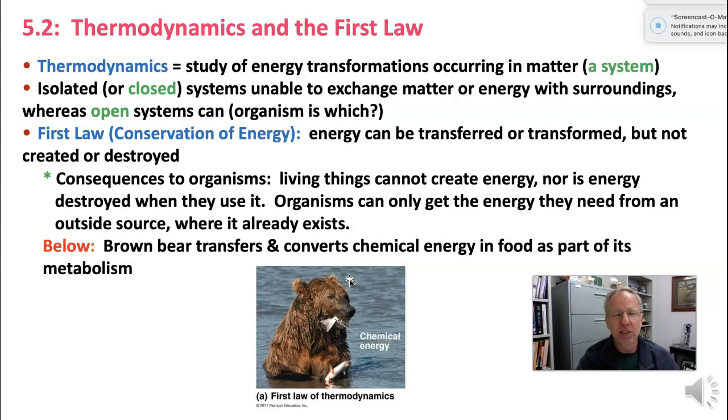So what consequences does this law have to life, to organisms? Well, living things cannot create energy. You can't make energy. I can't make energy. A plant can't make energy. Nor is energy destroyed when we use it to move or grow or develop. It's just moving around, transferring around. Living things, organisms, can only get the energy they need from an outside source because we can't create it. And where do we get our energy from? We've touched on this since chapter 1. The sun, our star. And even that one day will burn out, but not for a couple billion years.